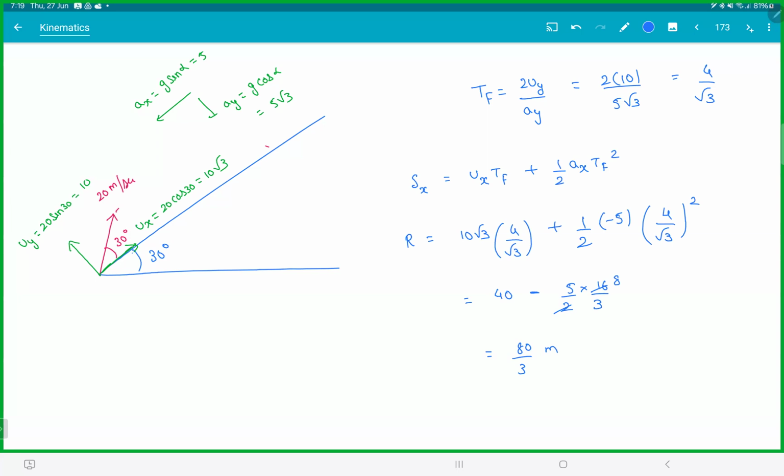Easy, straightforward. That's what I'm saying. If you know how to resolve the components, finish it off. So inclines are not actually really that scary now. This and the wind problems have a similarity.